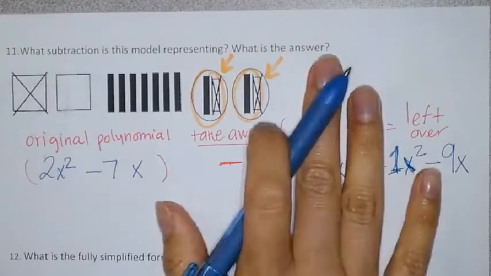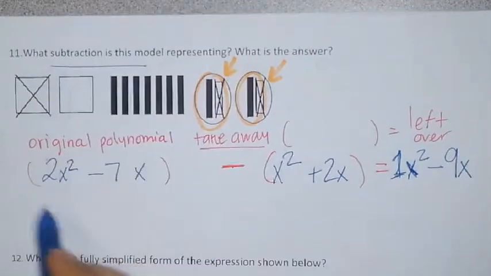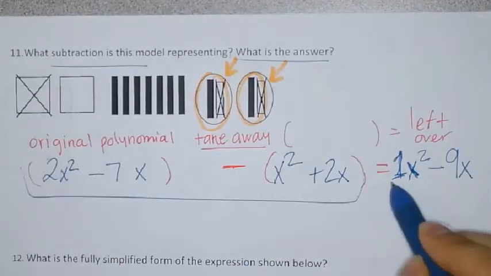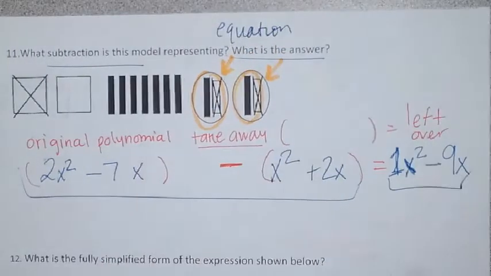Here I should have been more clear. Well, I do ask you for the subtraction, which is this, and then the answer, which is that. I should have said equation. This is the equation.